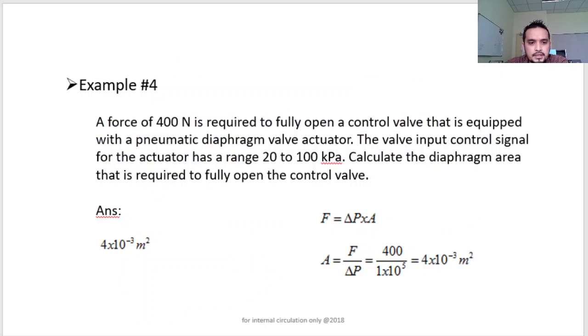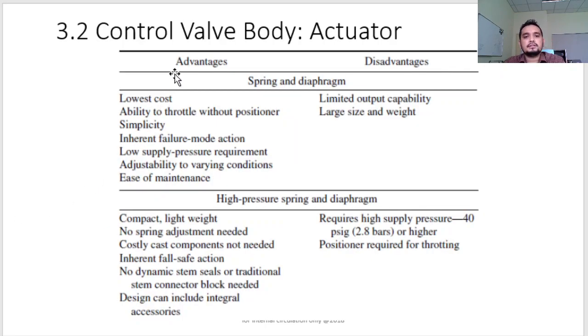For the next topic, this is the summary or a brief description about the actuator advantages and disadvantages as I explained earlier. Spring and diaphragm, as we can predict: lowest cost because it just involves the diaphragm and spring. Ability to throttle without positioner, so it doesn't really require the positioner. Simple construction design. Inherent failure mode, low supply pressure requirement.